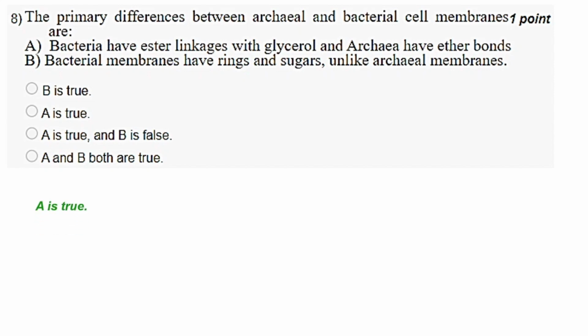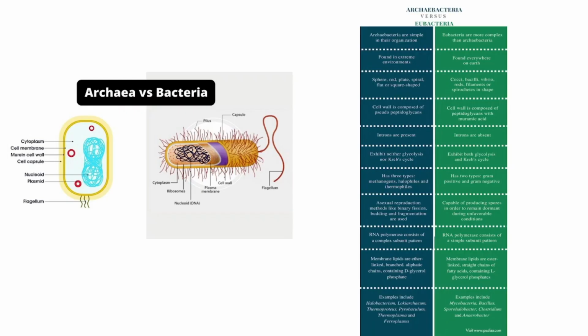So A is true, and for this we really need to have a little bit of knowledge about the cell walls. We'll talk a little bit about the cell wall and the difference between archaea and bacteria. So this is an archaea. This is even less developed than a bacterial cell, and this is a bacteria. So these are some of the differences between an archaebacteria and eubacteria. Eubacteria are more complex than archaebacteria.